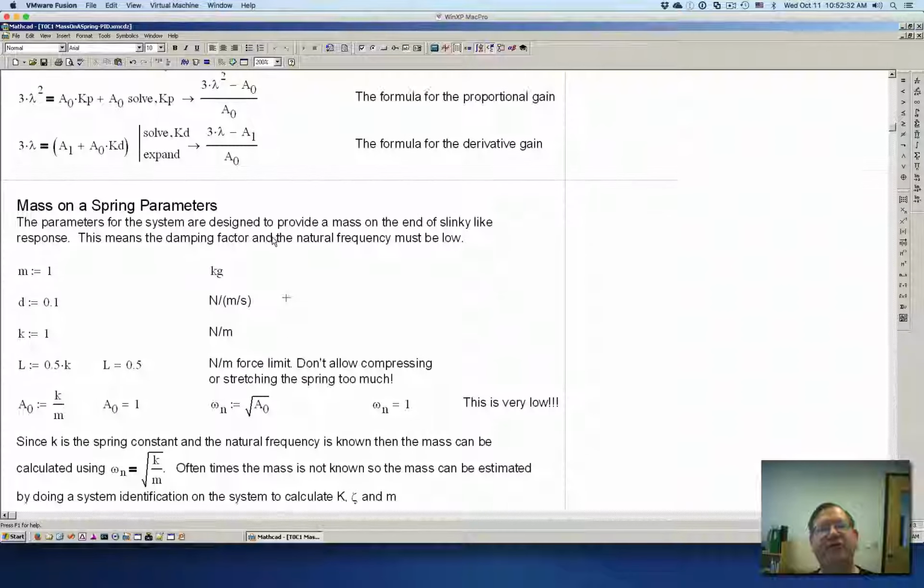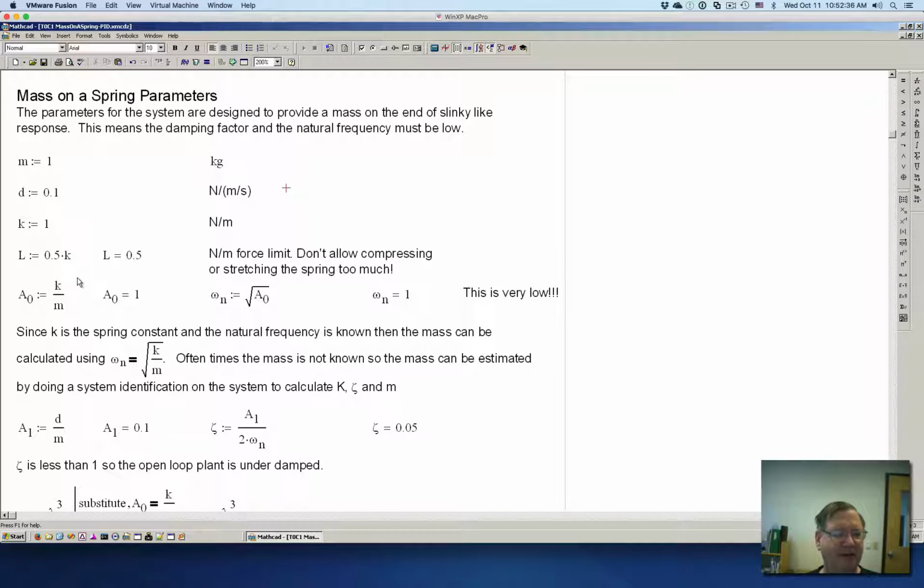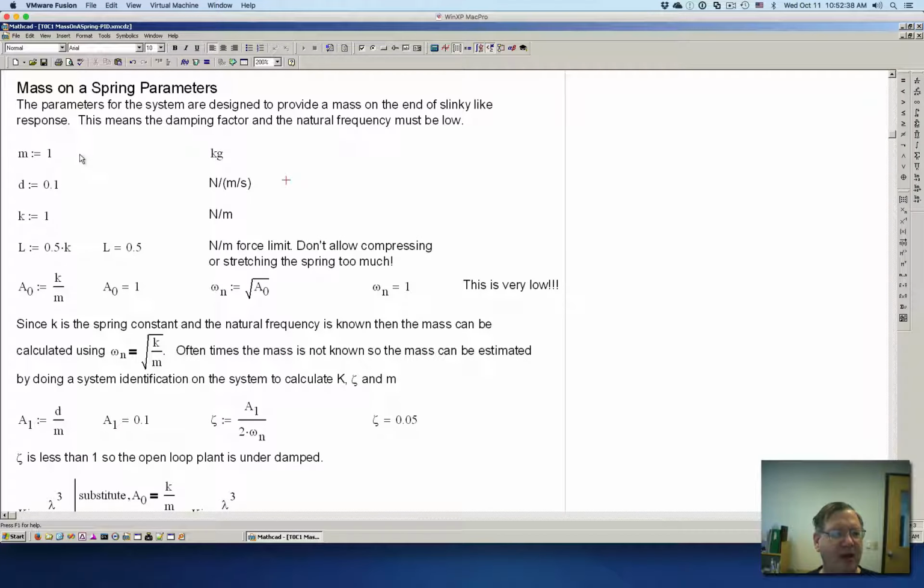So now I'm going to choose some simple parameters, just so I have something to work with. I've got a mass of 1 kilogram, a damping factor of 0.1 newtons per meter per second. This is the force proportional to the velocity. And then this is my spring constant, which is in newtons per meter. And you can see that that's pretty soft for the spring.